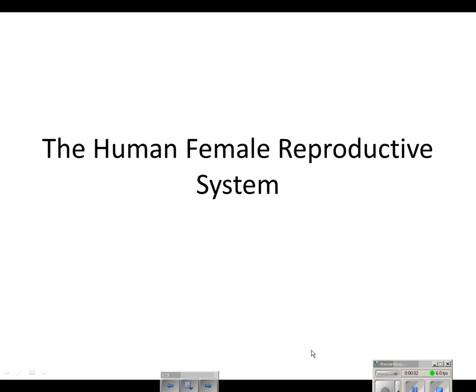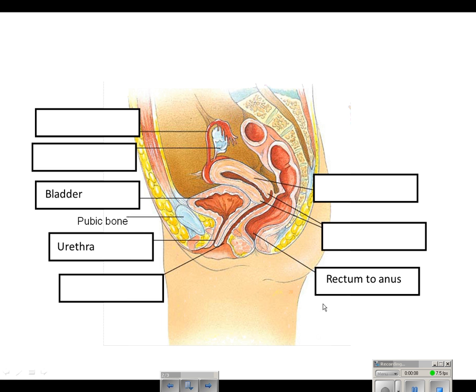This lecture will discuss the structure and function of the parts of the human female reproductive system. To start with, we'll look at the side view and just the structures that are in the female reproductive system. And to start with, we'll look at the structures other than the reproductive structures that are in the same area.